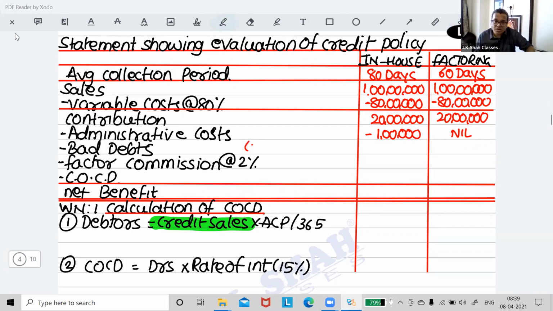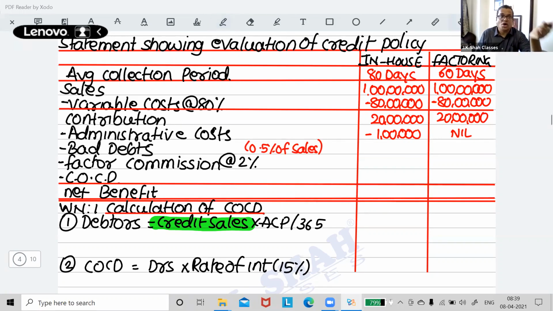Bad debts, 0.5% of sales. Tell me, people, if I collect on my own, obviously I will have to bear my own bad debts. Nobody else will do that. So bad debts will be 0.5% of that. How much it will come to? 50,000, I suppose. Right? So this bad debts of 50,000, I will have to bear on my own. Now nobody else will do that.